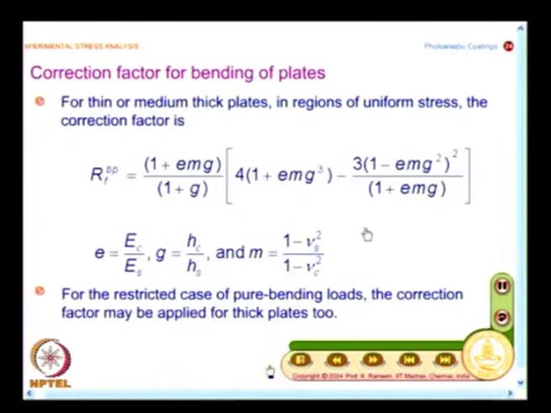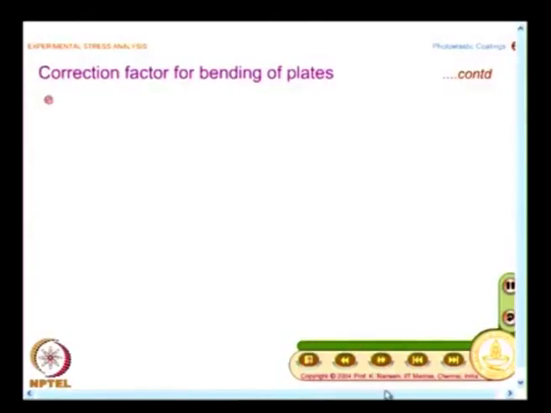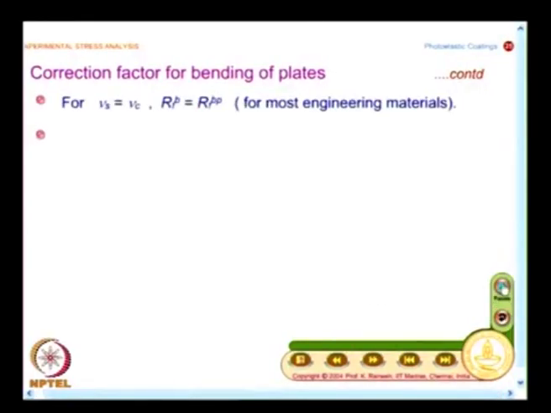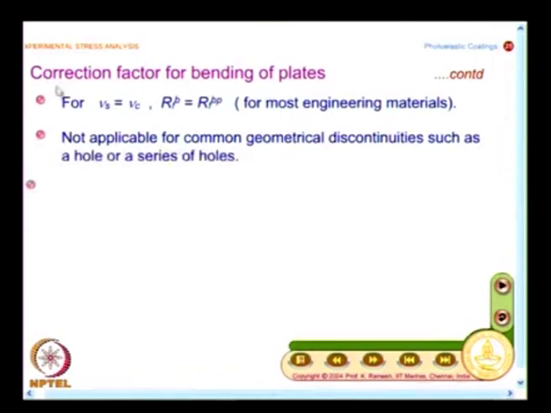In the initial development of photoelastic coating, people have analyzed all this. They brought the correction factor, and there are also comparison what is the correction factor if I use the simple bending equation and plate equation, and that identity we will see. We will see now that when I have nu s equal to nu c, I do not have to separately go and find out correction factor for bending of plates. I can use simply the correction factor for bending what we had developed earlier.